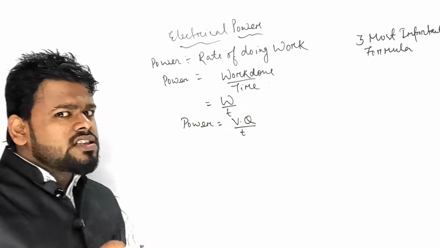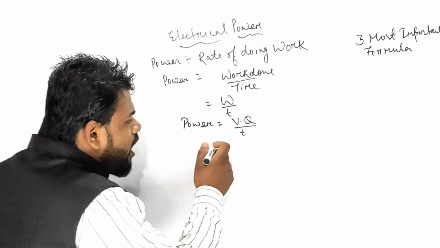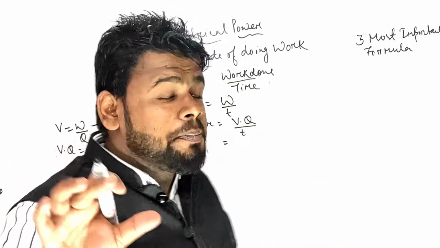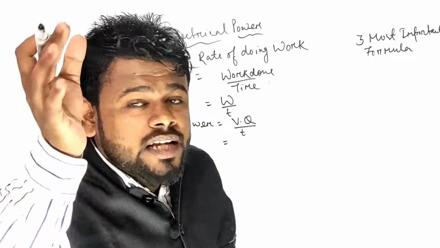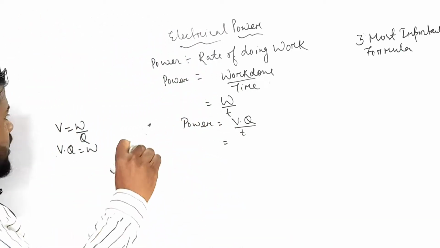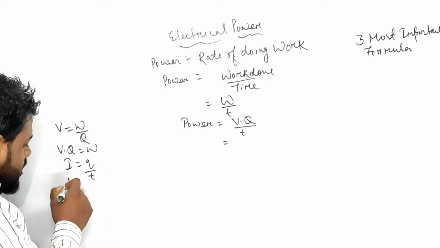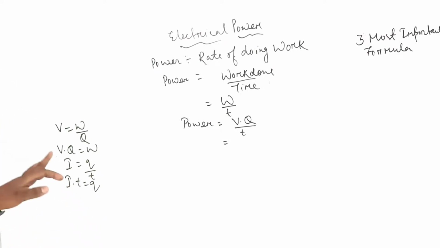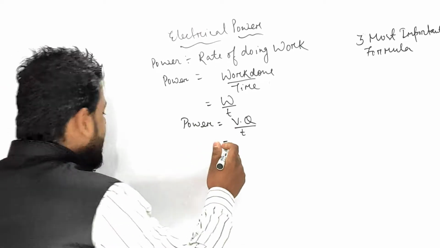Now something you can see, recognize and feel. Did you hear the word Q upon T somewhere else in the chapter? I repeat, did you hear the word Q upon T somewhere else in the chapter? Yes, formula number 1, that is I equals Q upon T. That is I into T equals Q. That is charge. I equals charge by time. I can say T goes to the other side and it becomes Q. So can I write in this way?